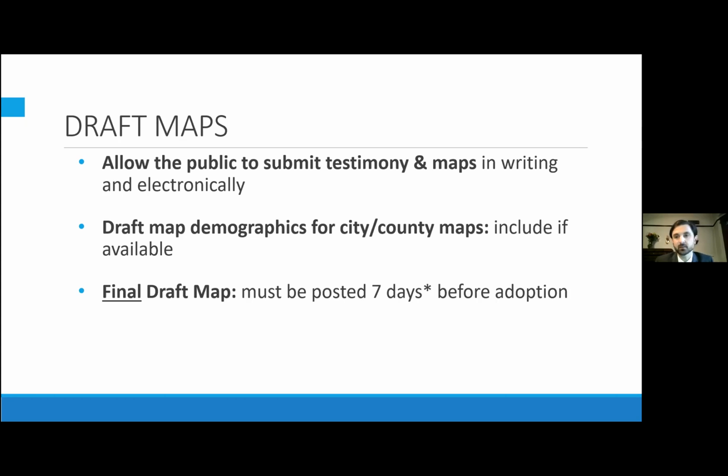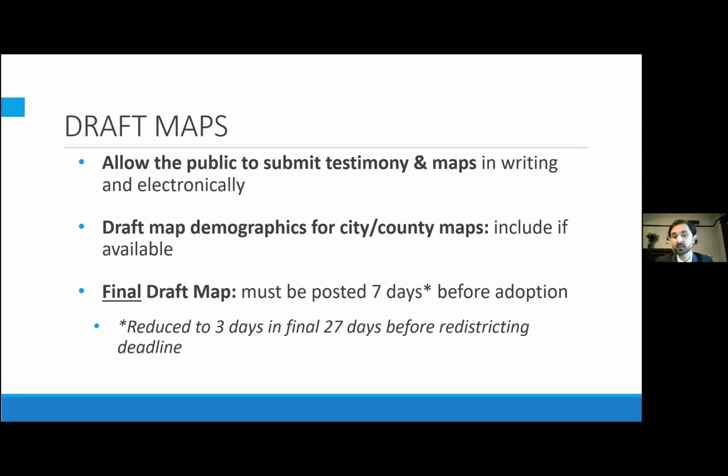And then the last thing I want to say on the draft maps, you can consider draft maps at any time, you can modify them at any time, but your final draft map, meaning that last draft map that you are going to adopt, needs to be posted 7 days in advance before you adopt it. So just that very last map that you're going to adopt needs to be posted online for 7 days before it's adopted. But even that, in the last 27 days, so if you're getting close to your deadline, that'll reduce back down to 3 days. So as you get closer, a lot of these requirements shrink down to give cities and counties flexibility to meet deadlines.